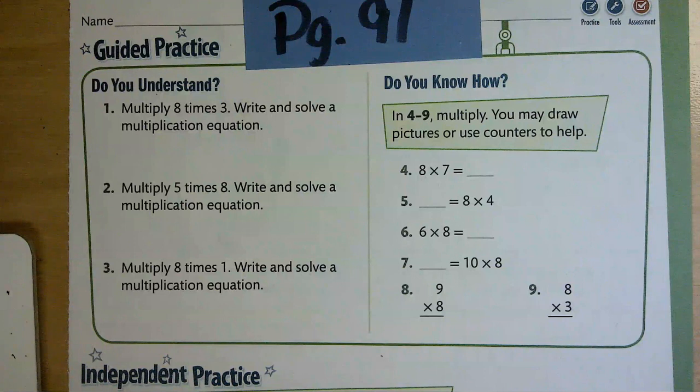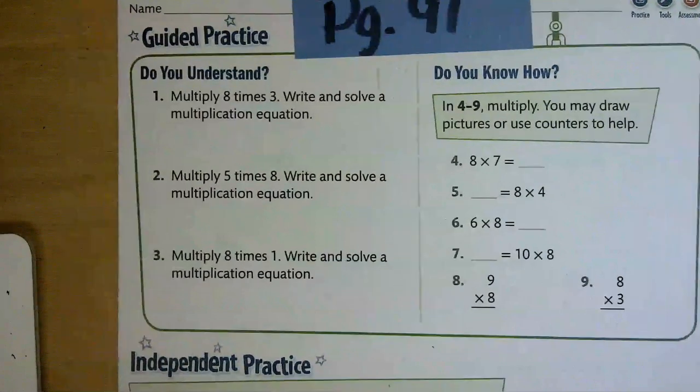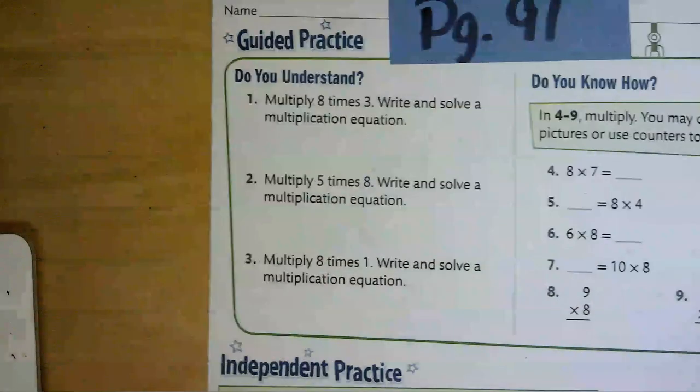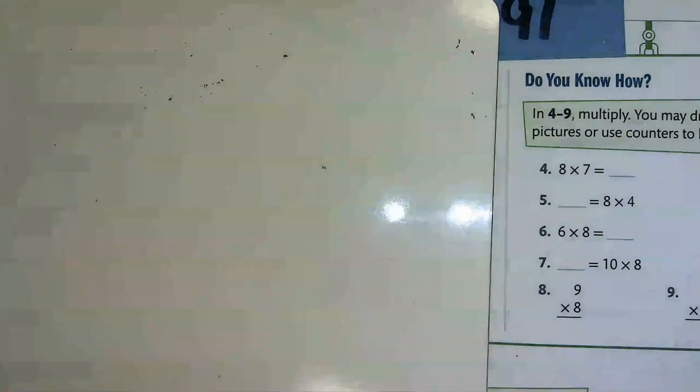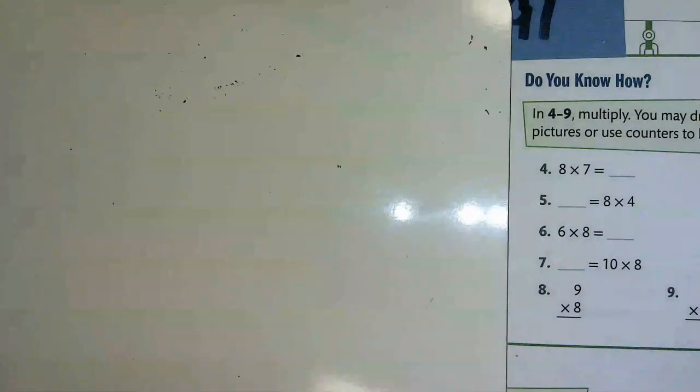If you want to pause the video and either take out a whiteboard or a piece of paper, whatever works best for you, go ahead and do that right now because we're going to get started on number 4. All right, so here is my whiteboard, and I'm going to go ahead and draw my array.